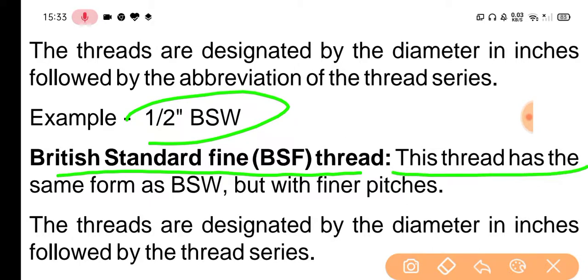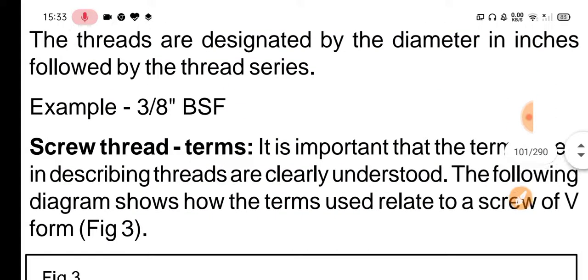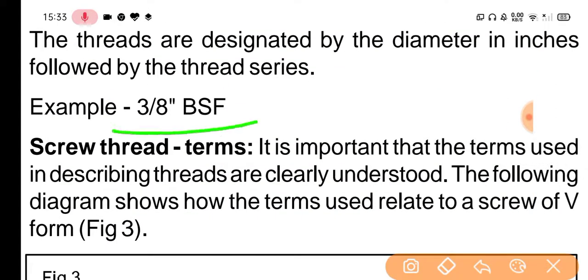British Standard Fine, BSF thread. This thread has the same form as BSW but with fine pitches. The threads are designated by diameter in inch followed by the thread series. Example: 3 by 8 inch BSF.